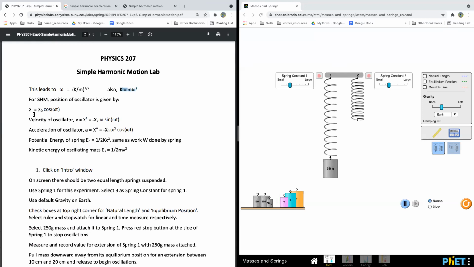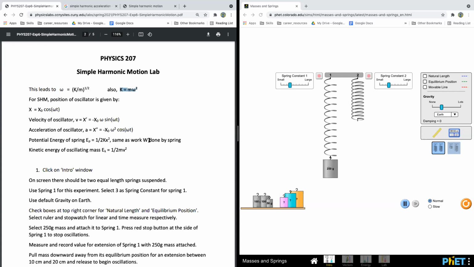The position of the oscillator is given by x equals x0 cosine omega t, and the velocity of the oscillator is the derivative of x with respect to t, so it's minus x0 omega sin omega t. And the acceleration of the oscillator, you take the derivative of v, so you get the double derivative. And the potential energy of a spring, E potential, is half kx squared, where x means the extension distance.